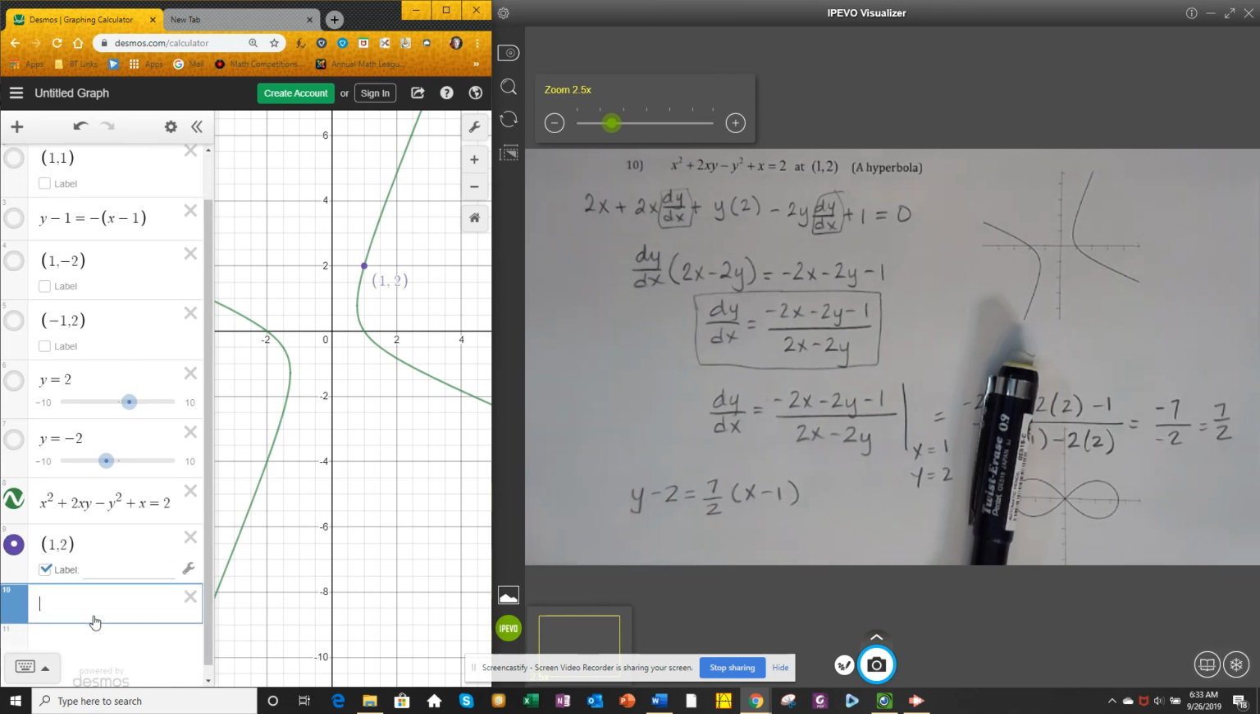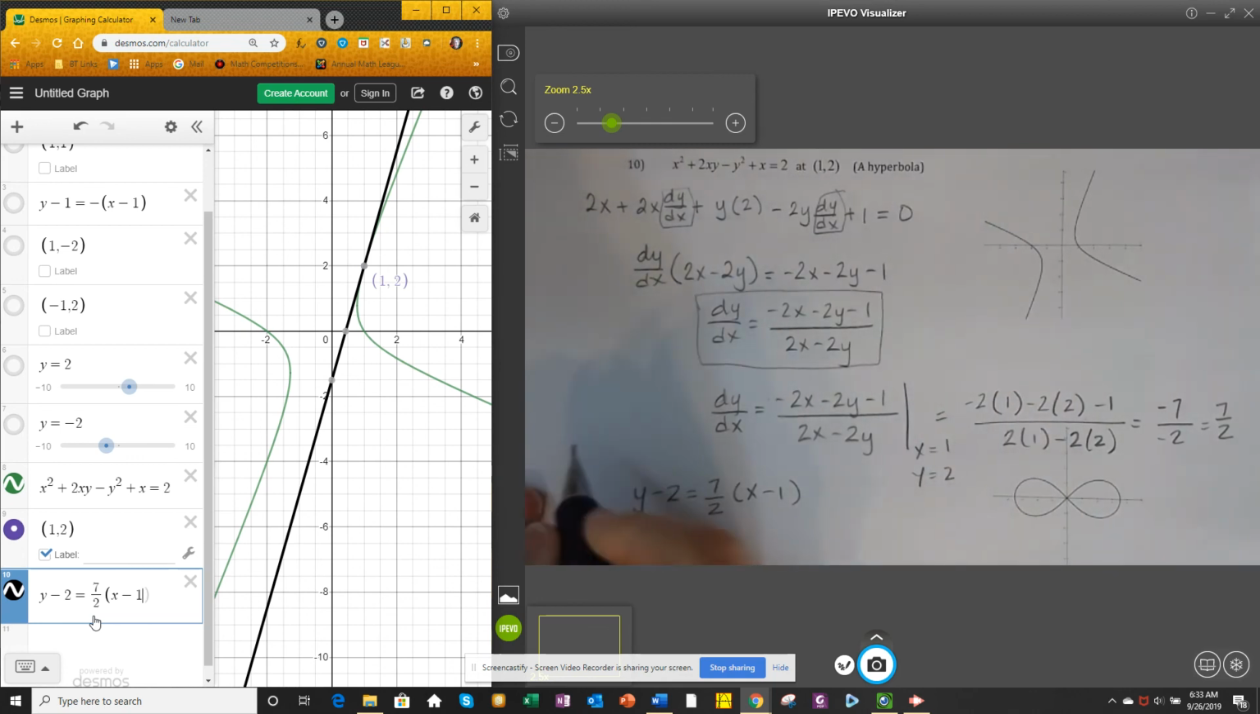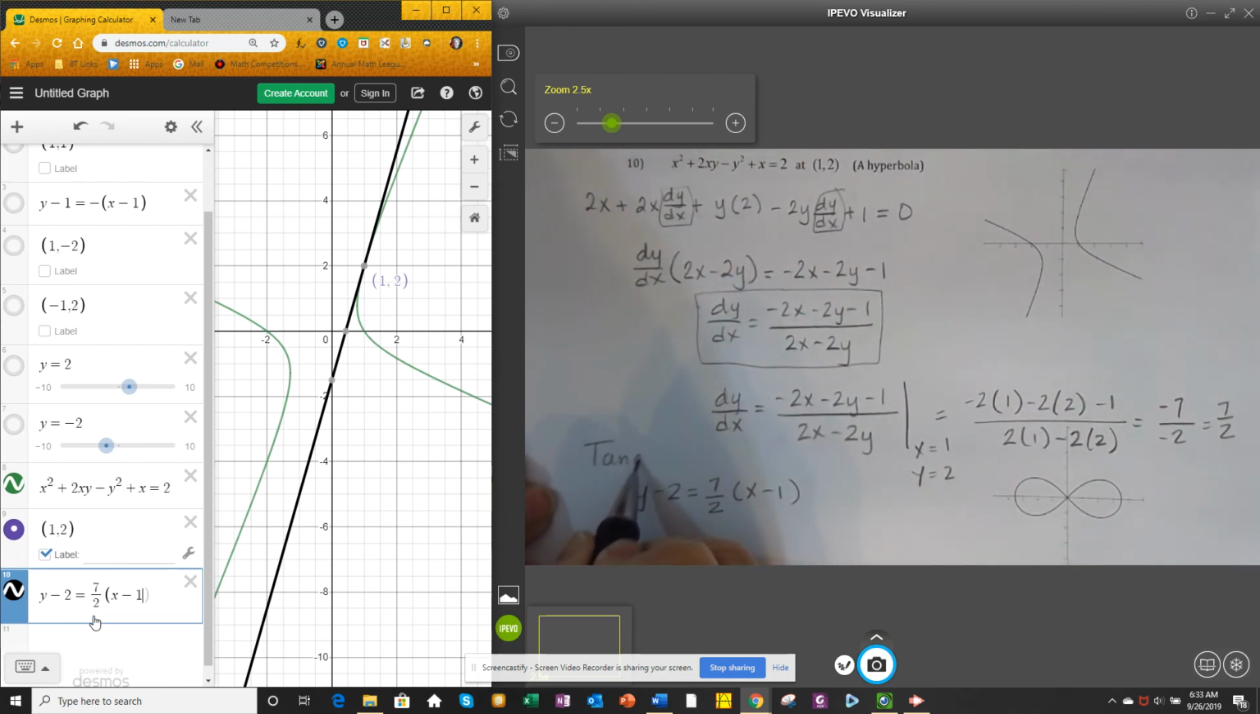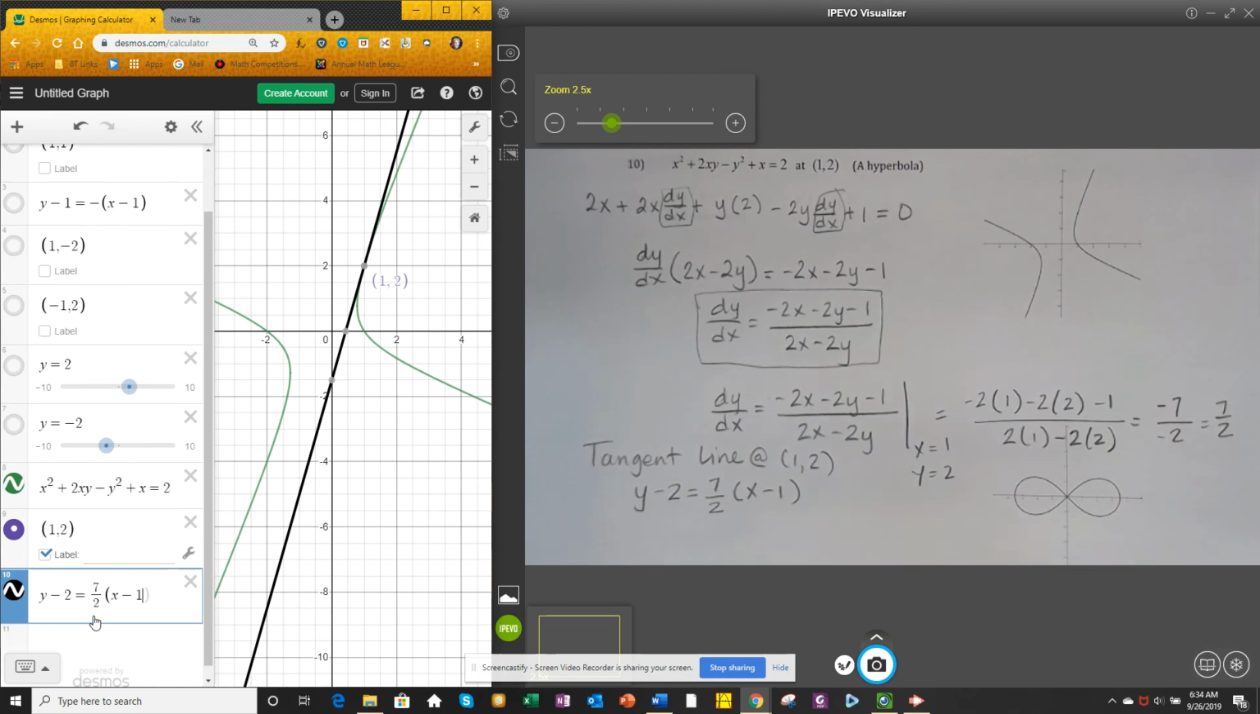And now I want my tangent line, which is y minus 2 equals 7 divided by 2, parentheses, x minus 1. Yay! So my math, adding and subtracting in public, worked today. That's good news. This is the tangent line at 1, 2. All right?